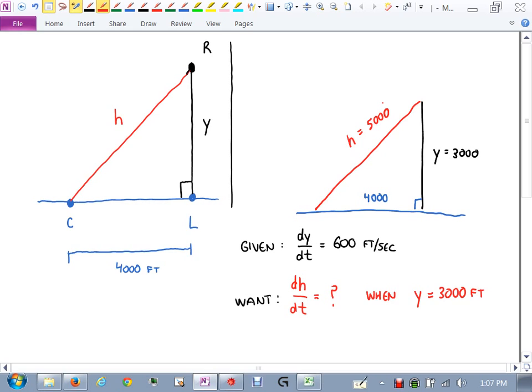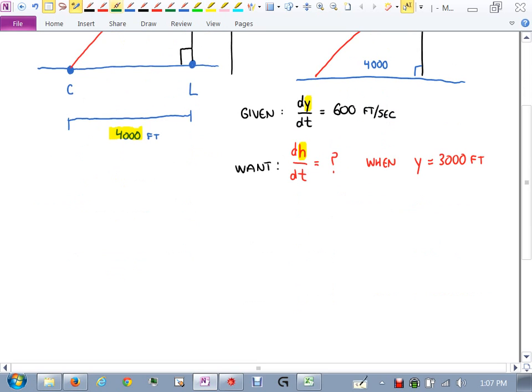Everyone okay with that? All right, so all we need now is an equation that relates y to h. I look into my general picture. How can I relate h and y together? If I actually know this side is always 4,000, I have a right triangle there, don't I? The relationship is that this squared, 4,000 squared, plus the y squared must equal the h squared. That's the equation I can use. So my equation will be 4,000 squared plus y squared must equal h squared.